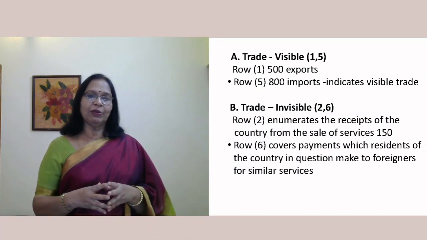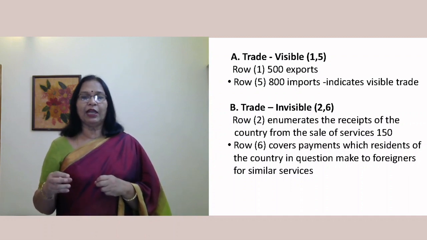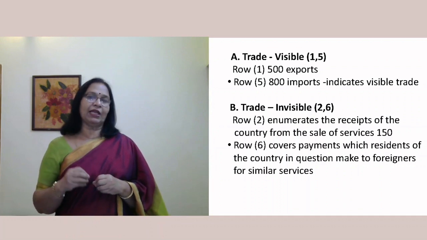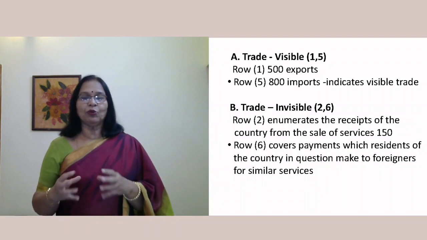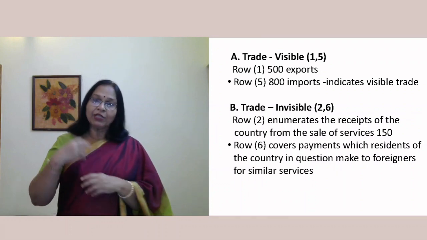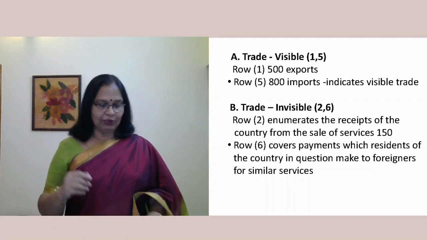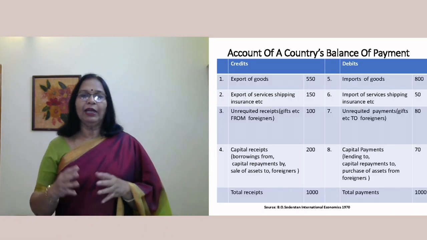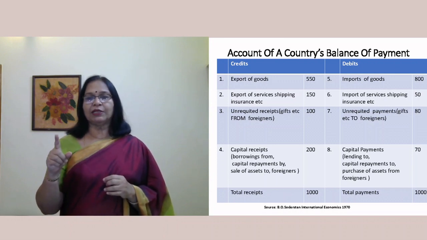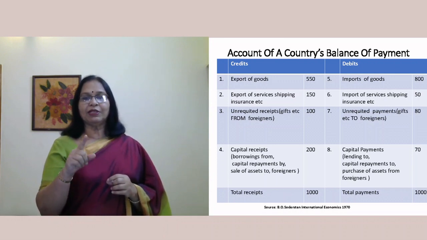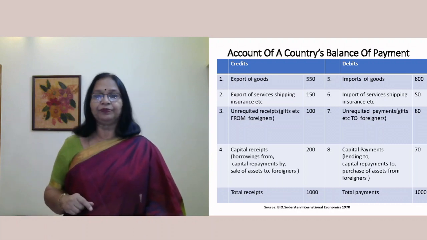Then we come to the invisible items of trade, rows 2 and 6. Row 2 enumerates the receipts of the country from the sale of services, which is 150. And row 6 covers the payments which the residents of the country make to foreigners. So when we are making some payment to foreigners, it becomes an invisible payment. Let's look at this now. You can see here the export of goods is 550, the import of goods is 800, the export of services is 150, and import of services, shipping and others, is 50.